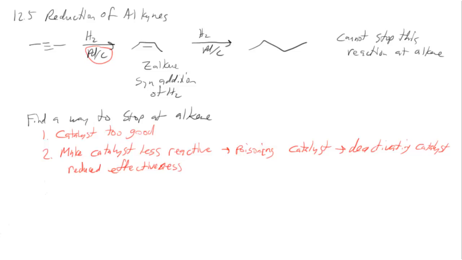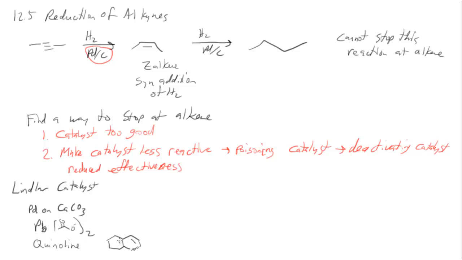In performing these reactions, Lindlar came up with a catalyst through extensive trials, and figured out that if you took your palladium and put it on calcium carbonate instead of carbon, and added lead acetate and quinoline, that would make a deactivated catalyst that would stop at the alkene.